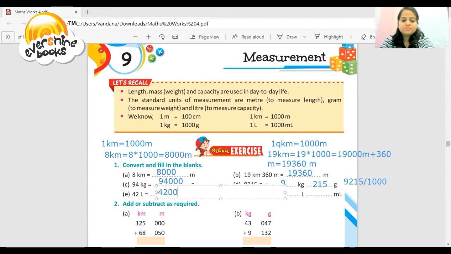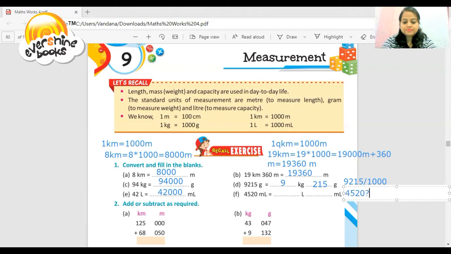Now 42 liter means 42,000 milliliter. It's very easy. And now here milliliter is your smaller unit, you have to change it into the higher unit. So just divide 4520 by 1000, because 1 liter has 1000 milliliter. So you will get 4 liter and 520 milliliter. It's very easy sums.